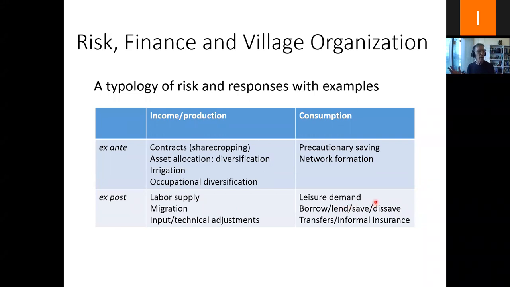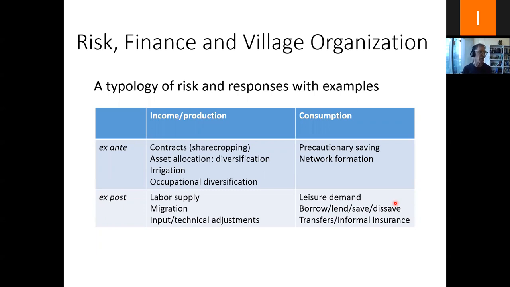And then on the consumption ex post side, there's leisure demand. That's the analog to labor supply. When you have a bad shock, and you have to reduce consumption, one of the things you reduce is leisure. You might borrow, lend, save, or dissave. And this is going to be a major focus of our module in about 2 weeks, is how do people deal with savings and dissavings when they're dealing with risk.